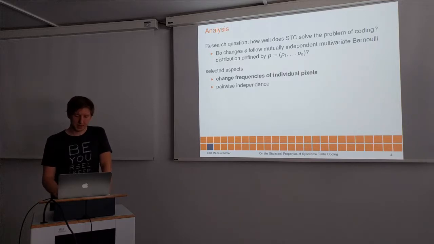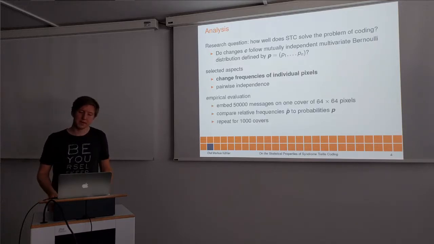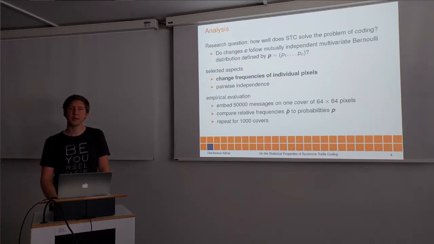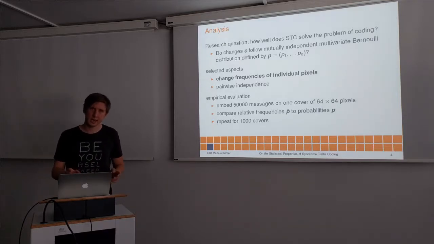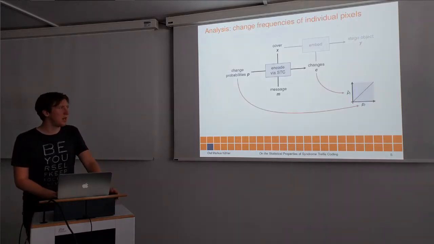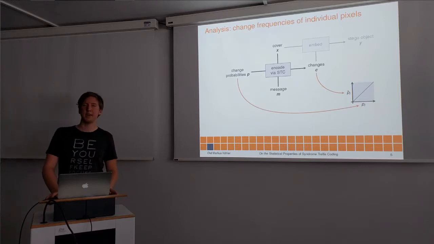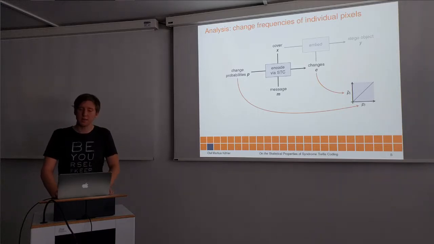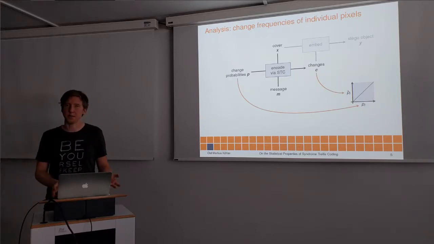So let's start with the first one. What did we do? We embedded 50,000 messages on one cover of 64 by 64 pixels and compared the relative frequencies that we observed, just counting how often the pixels changed, to the desired probability. And we did this for 1,000 covers. Okay, let's draw this into our system model. We draw graphs, and on this graph we put the desired probability on the x-axis and the observed relative frequency on the y-axis, and each pixel is represented as a dot in this graph.